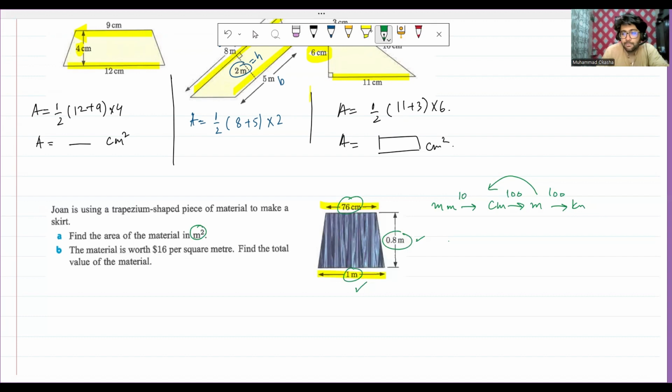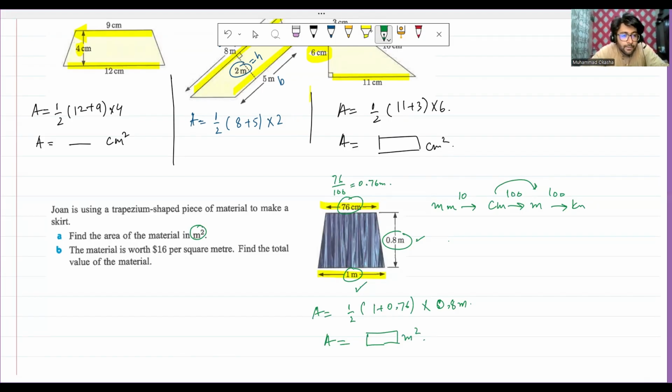Centimeters to meters, going forward, is division. 76 divided by 100 will be 0.76 meters. Let's find out the area. So 1 by 2, the sum of the parallel sides, I'll add them, 1 plus 0.76, and multiply it by the distance between them. And you will get the area of this trapezium in meters squared, because everything is in meters.